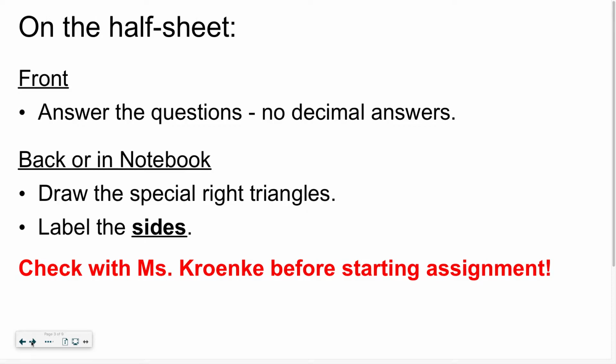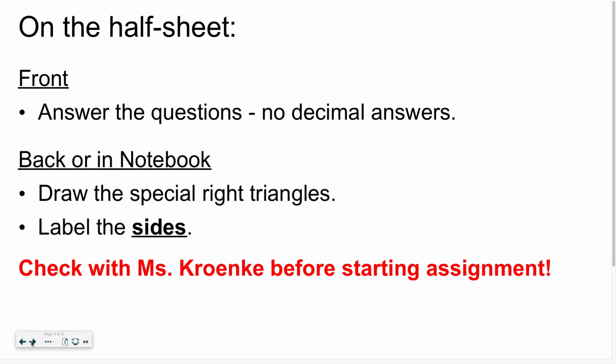No decimal answers. Answers should be in simplest form, so simplify all radicals, rationalize all denominators, reduce any fractions that can be reduced. Okay, so look out for those things. And then you can either do it on the back of the green sheet, or if you want to do it in your notebook, like if you're going to tape your green sheet down on all sides, you're going to draw out the 2 special right triangles and label their sides. So you should know something about the sides of special right triangles. When your group has all of this done, come check it with me, and then you can get started on your homework assignment.